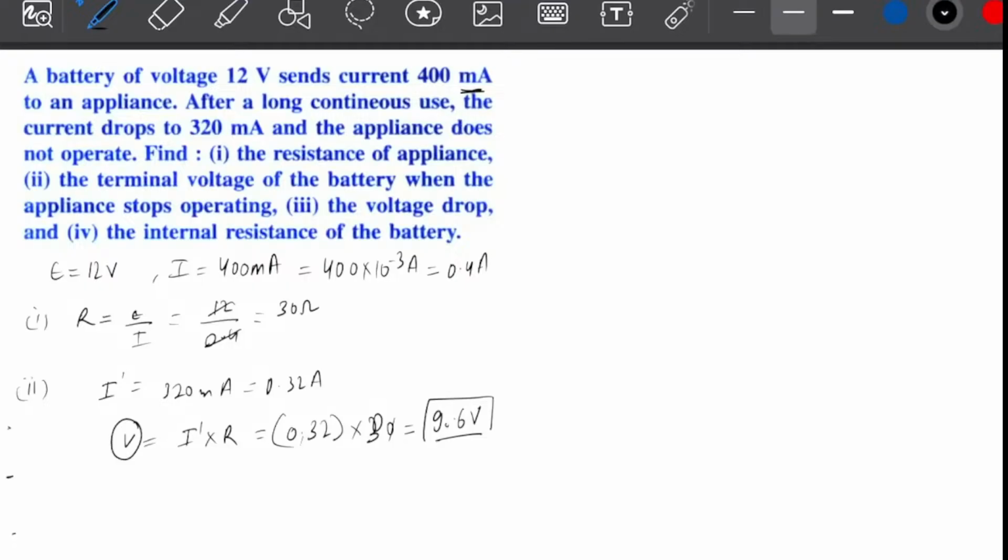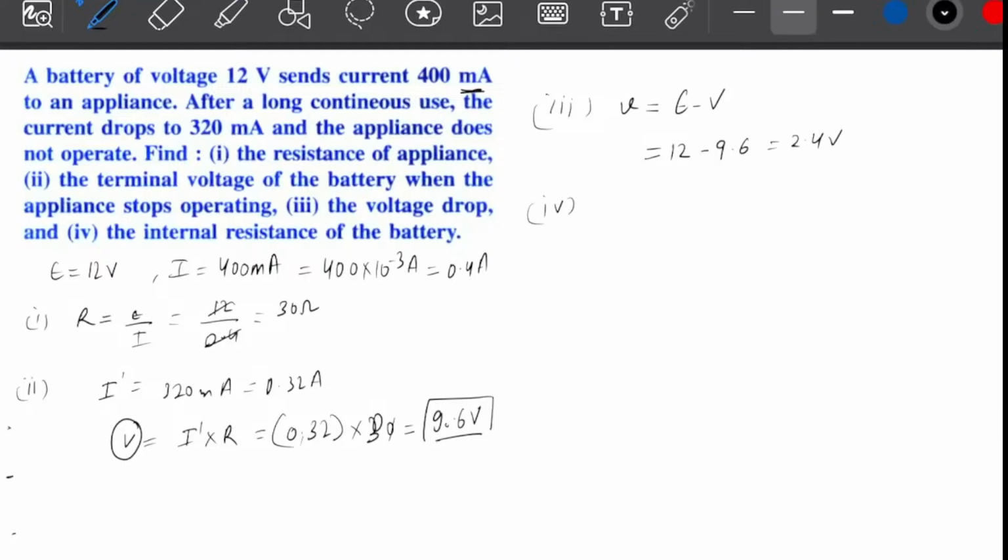Since terminal voltage and EMF are both known, the third part is quite relevant and very easy to calculate. I am assuming all of you would be able to calculate the third part, which is the voltage drop. So V would be equal to EMF minus terminal voltage. EMF was given to be 12 volts and terminal voltage is 9.6. So this would become 2.4 volts.